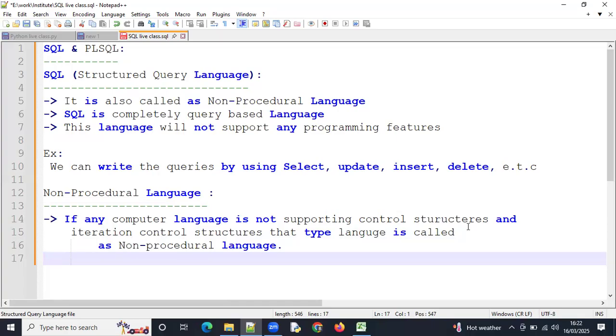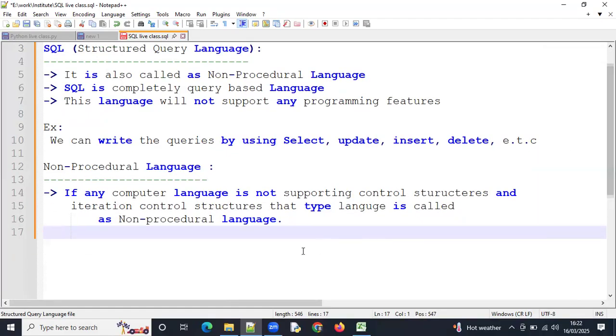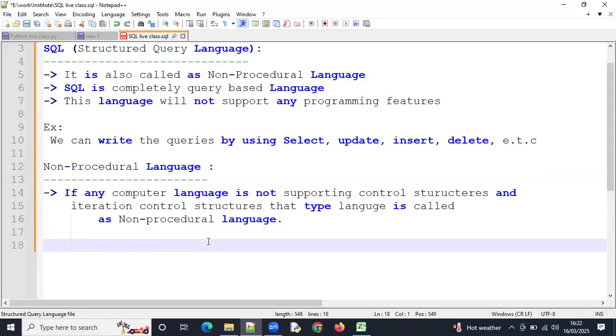As you know the meaning of if and the meaning of else. If you want to use that type of conditions, but the language does not support if else or any conditions like if then else, then that type of language is called non-procedural. Later we will discuss this in detail, in our upcoming session. In the starting, if you try to understand control structures and iteration control structures, you may get confused.